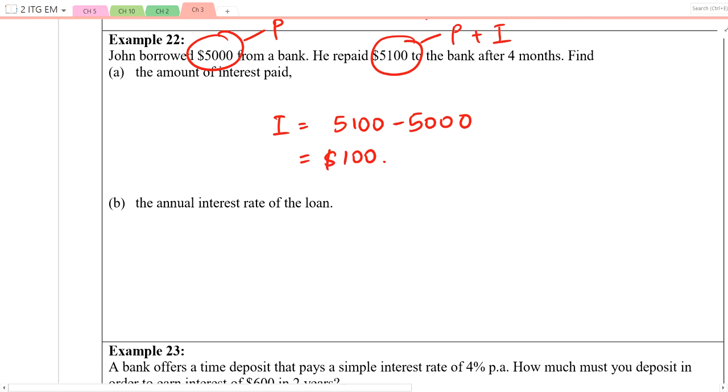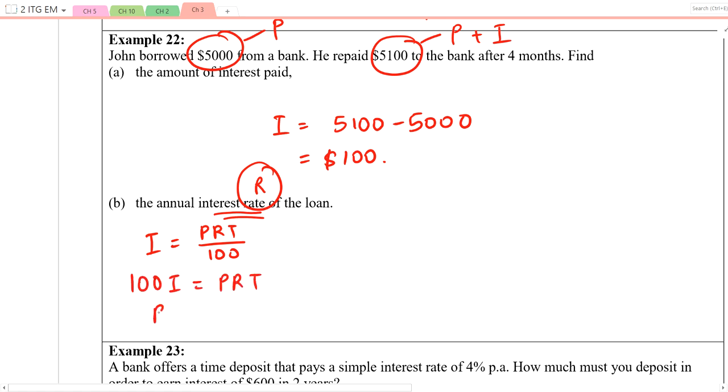So now they want you to find the interest rate. So find R. Okay, we've got I equals to PRT over 100. If I want to find the interest rate R, I can choose to do all the substitutions already, or I can choose to make R the subject. In this case, I want to do that. So 100I equals to PRT. R will therefore be equals to 100I over PT.